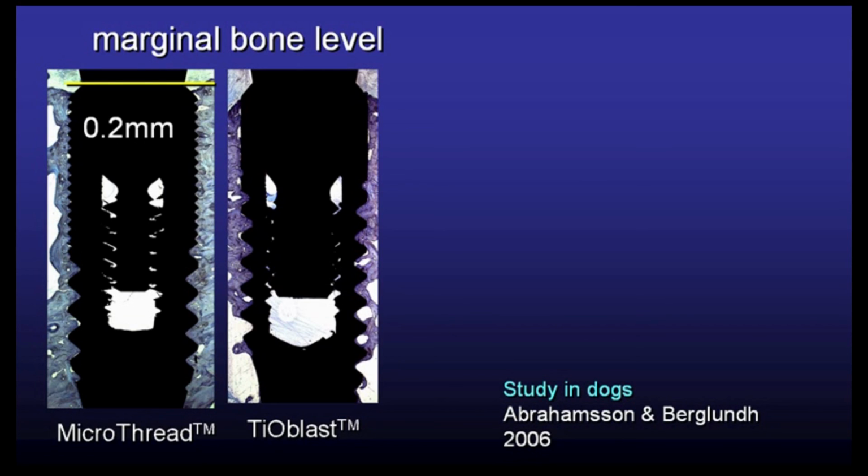Now, Drs. Berglund and Abrahamsson first of all studied the distance between the abutment implant junction, here indicated in yellow, and the bone, and found that in the microthreaded implant this distance was 0.2 millimeters after a period of 6 months of healing, while the corresponding distance in the traditional TiOblast implant was 0.5 millimeter, and this difference was statistically significant.